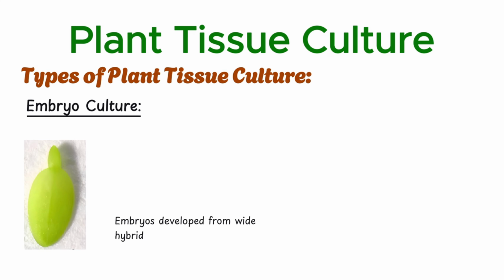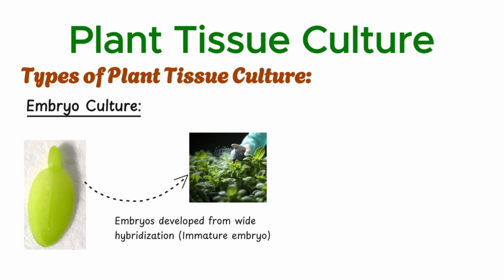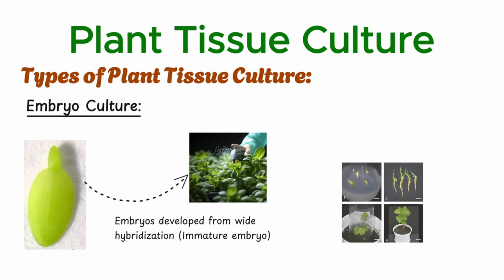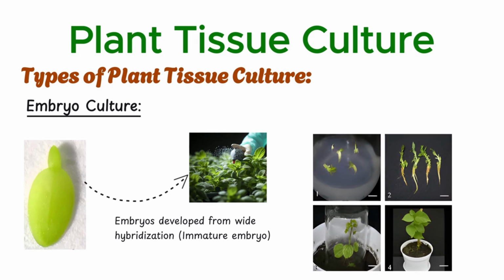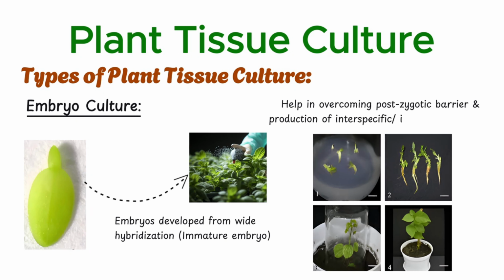Embryos developed from wide hybridization between 2 different species may not mature fully due to embryo-endosperm incompatibility. So, the isolation and culture of hybrid embryos prior to abortion help in overcoming the post-zygotic barrier and the production of interspecific or intergeneric hybrids.